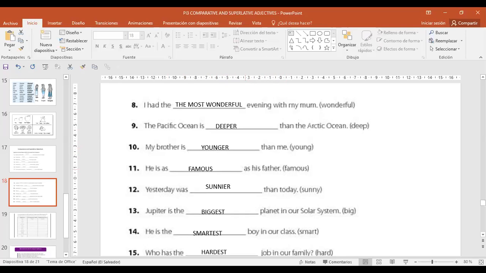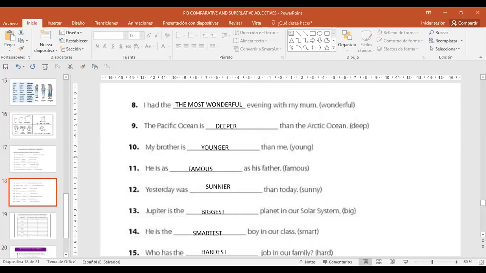So I say, he is as famous as his father. En este as, as, estamos comparando. Él es tan famoso como, el primer as es tan y el segundo es como. Él es tan famoso como su padre. So in here, it's an equality, right? No hay nadie en estado superior de comparación o inferior utilizando less, ni tampoco es un superlativo, right? So both of them are at the same level. Ambos están en el mismo nivel.